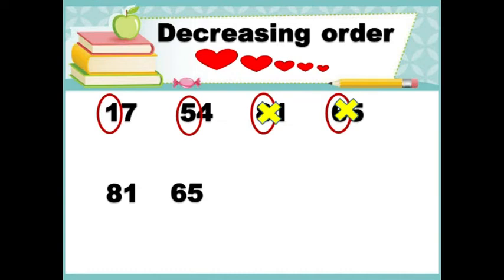So next, we have the 17 and 54. We have 1 and 5. Which is bigger, 1 or 5? Very good, the 5. So we are going to write number 5 or the 54. And the last one is the 17. So that is how we arrange 17, 54, 81, and 65 in decreasing order. We write first the 81, next is 65, next is 54, and the last one is 17. Okay, next example.